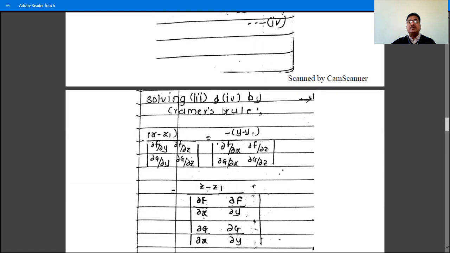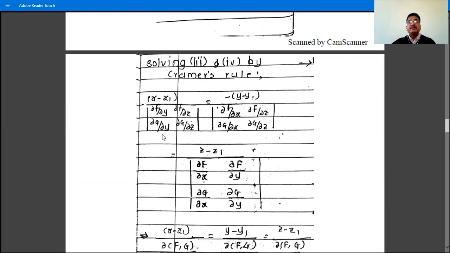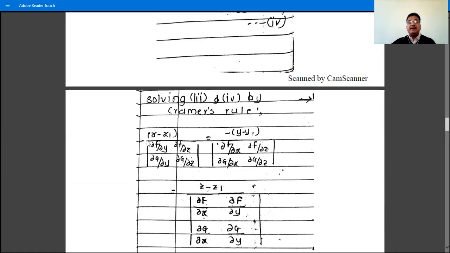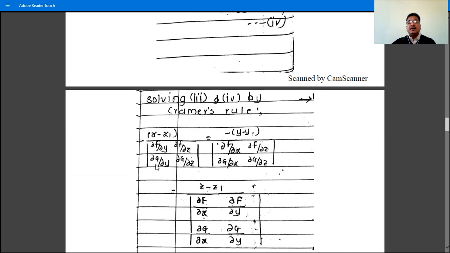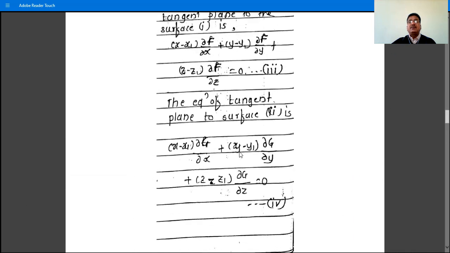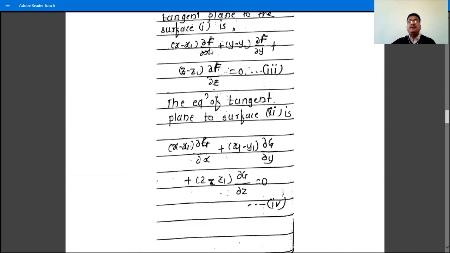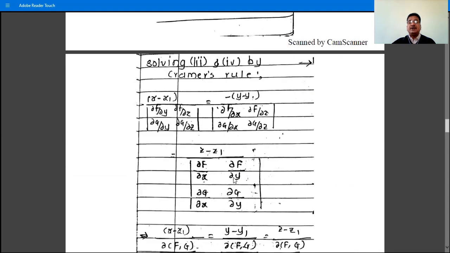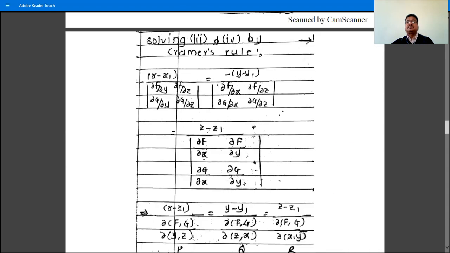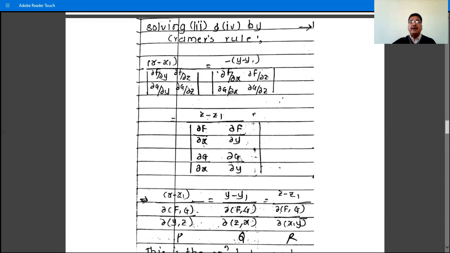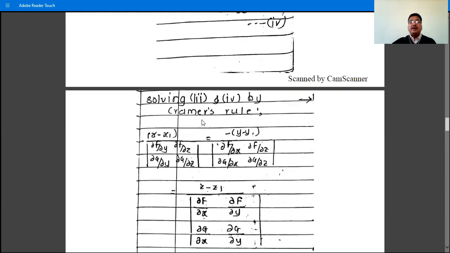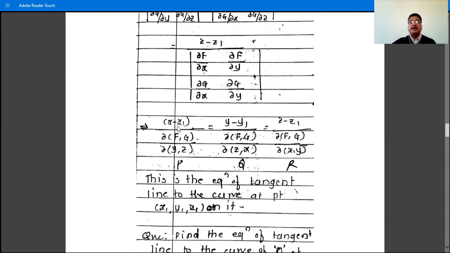Solving these two equations by using Cramer's rule, what do we have? (x - x1) divided by the determinant of ∂F/∂y, ∂F/∂z, ∂G/∂y, ∂G/∂z, then minus (y - y1) divided by the determinant of ∂F/∂x, ∂F/∂z, ∂G/∂x, ∂G/∂z, and the last one is (z - z1) divided by the determinant of ∂F/∂x, ∂F/∂y, ∂G/∂x, ∂G/∂y.